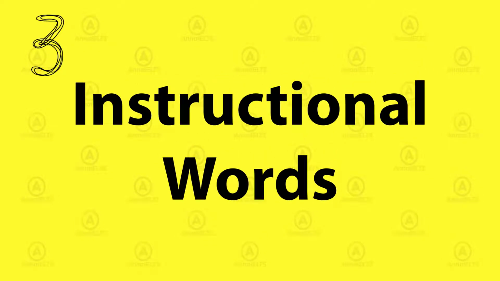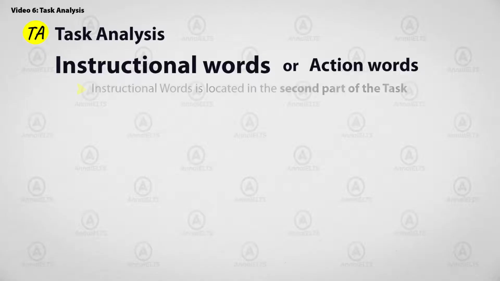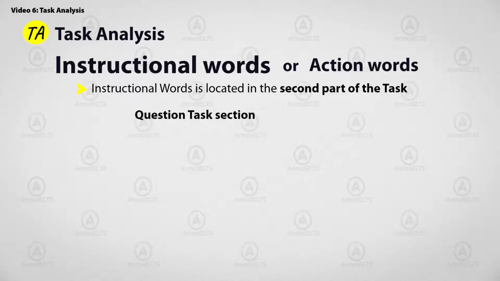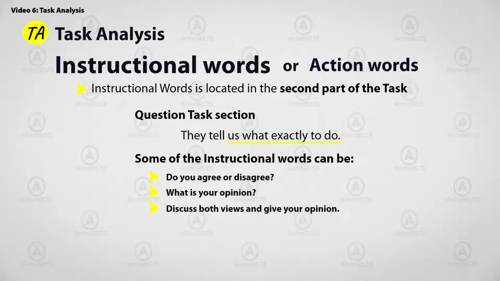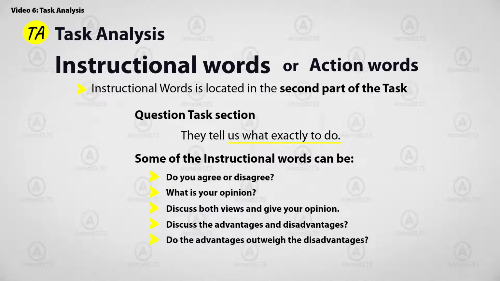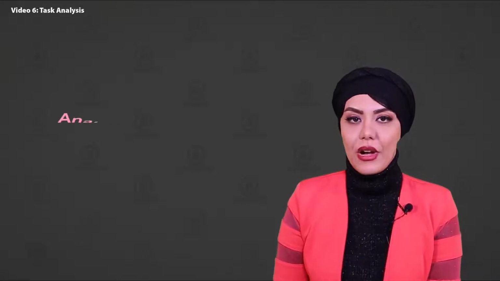Instructional words. Instructional words are located in the second part of the task, which is called question task. They tell us what exactly to do. Some of the instructional words can be: do you agree or disagree? What's your opinion? Discuss both views and give your own opinion. Discuss the advantages and disadvantages. Do the advantages outweigh the disadvantages? Theoretically, we know what we mean by analyzing a task.